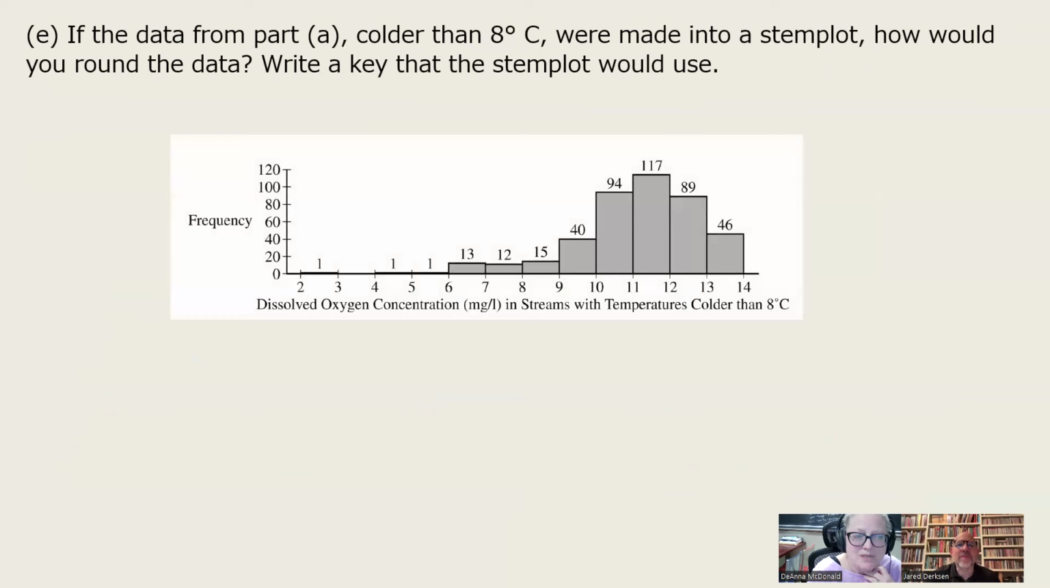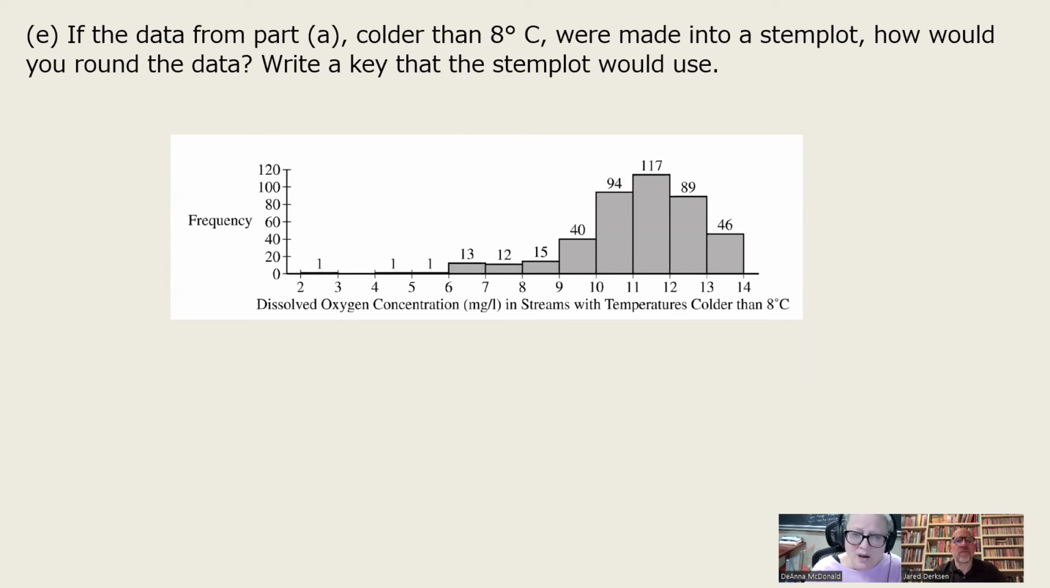All right. So if the data from part A, the colder than 8 degrees Celsius, were made into a stem plot, how would you round the data? I want you to write a key for that stem plot. But here's the thing, I kind of pinged you so that you would get this right, thinking about what's the minimum value and what's the maximum value that could be possible. If you think about it, any of those numbers between 2 and 3 are legit possible measurements for these dissolved oxygen in these streams. Likewise, anything between 10 and 11, legit possible measurements.